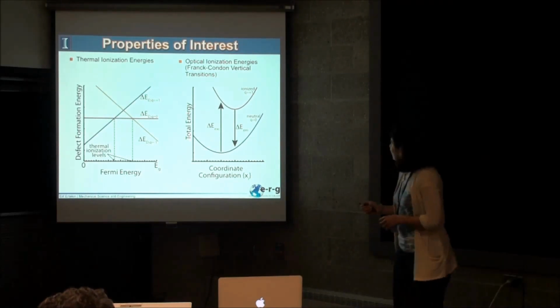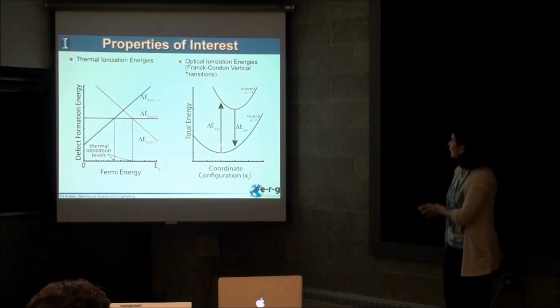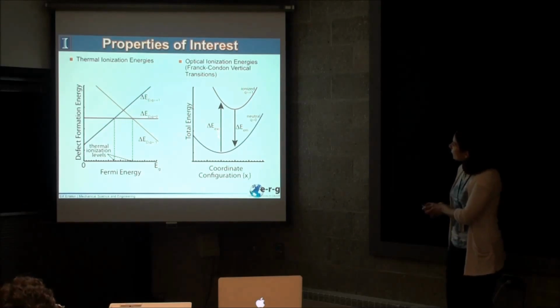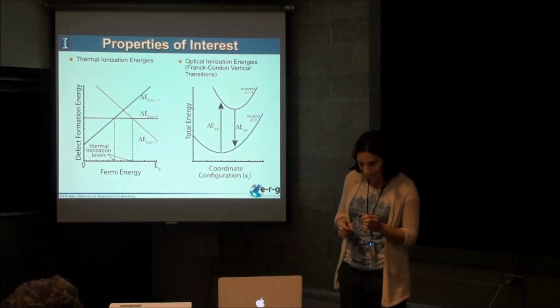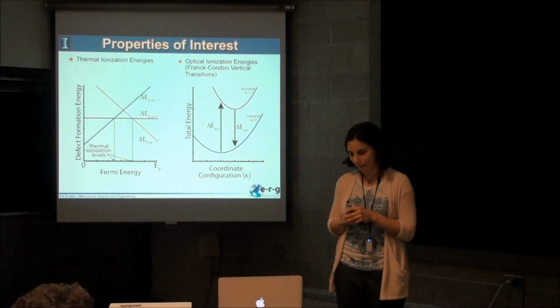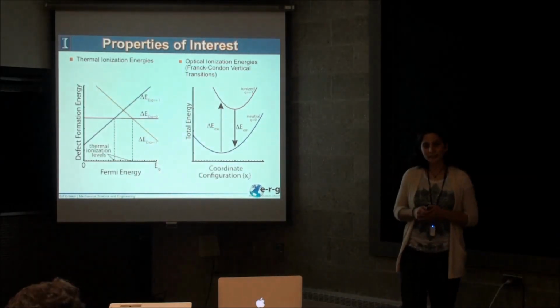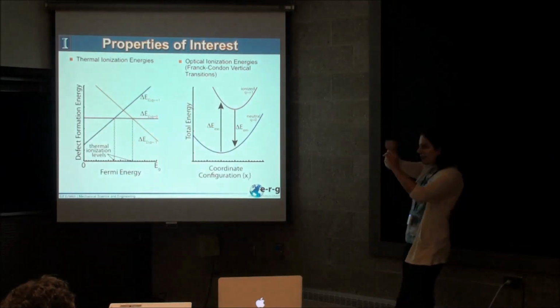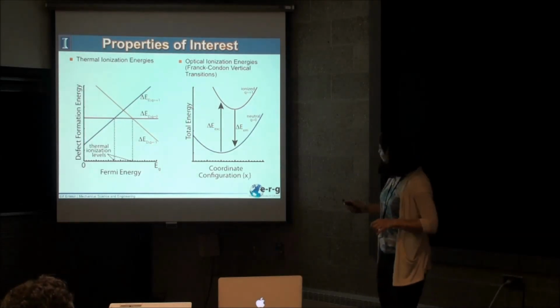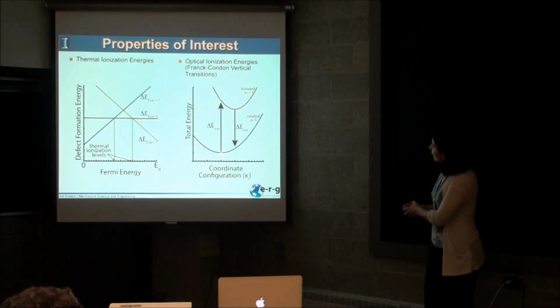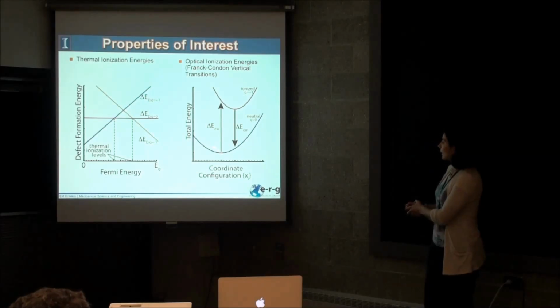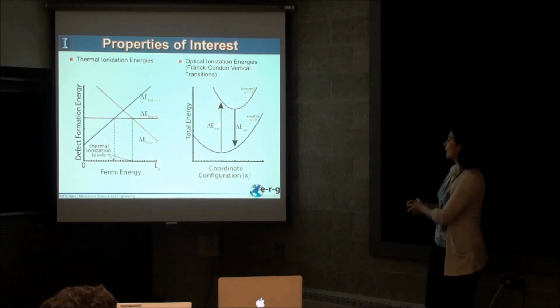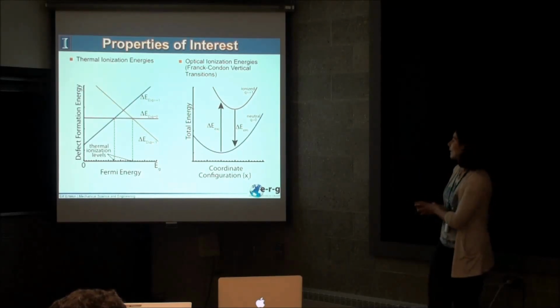Optical ionization energies. Here's something else that we're interested in actually calculating. An optical ionization energy, what this means is, let's say I take my semiconductor with defects in it and I shine light on it. Because that defect is there, maybe that defect is able to resonate with certain wavelengths of light that are coming in. That defect will absorb a photon of light, be excited from some sort of ground state configuration into some sort of excited state configuration. And that energy that it absorbs, associated with that photon of light, that's an optical ionization energy.